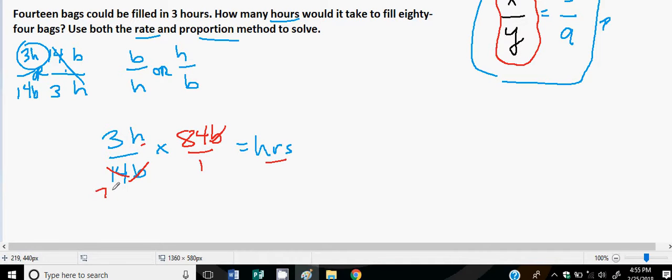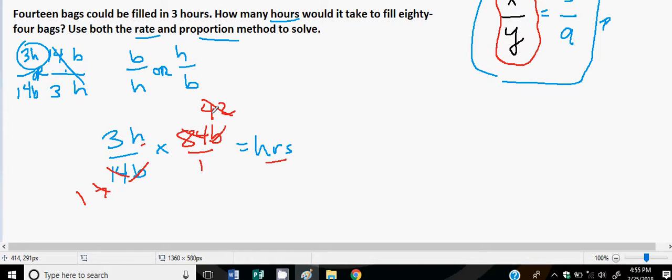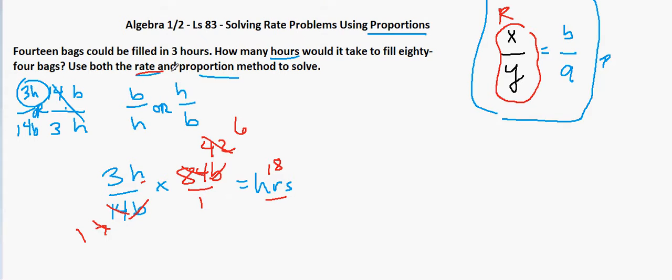Divide these by 2. And I get 106 over 7, something like that. Let me take a look here. It should come out to 18. Does that work? It's 42 times... Well, I can still reduce, can't I? Make my job easier. What can this become? A 6. And 3 times 6 is 18 hours. So that wasn't too hard. That's the old way, I guess.